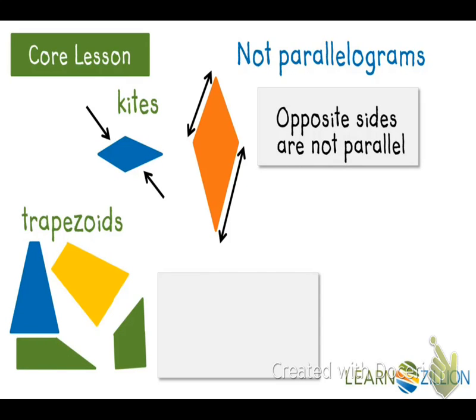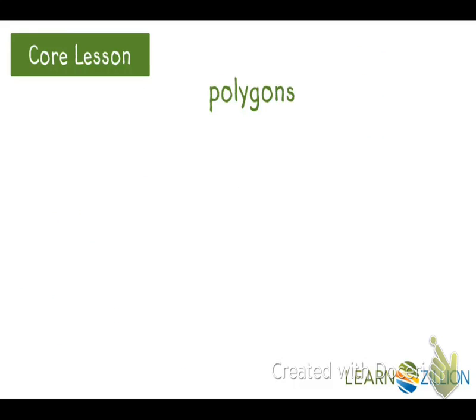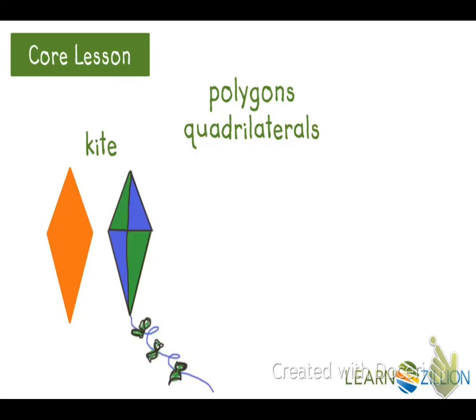Though a kite does not fit the other subcategories of quadrilaterals, it is important to remember that it is a quadrilateral, as well as a polygon. It's a special type of quadrilateral that has its own properties. It's actually like a kite that you would fly on a windy day.